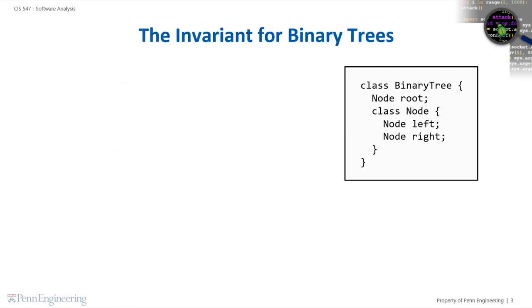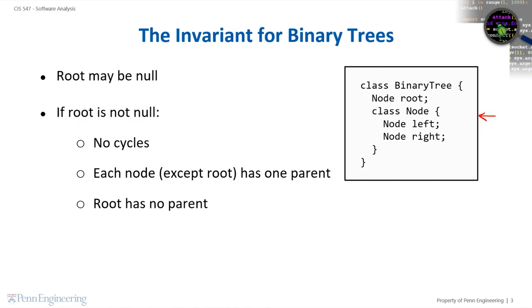Recall that we looked at an example invariant that a data structure of this type should satisfy in order to be a valid binary tree. For a data structure of this type to be a valid binary tree, it should satisfy one of 2 different cases. The root may be null. If the root is not null, then the structure should be a directed tree. That is, it should have no cycles. Every node except the root should have one parent, and the root should have no parent.